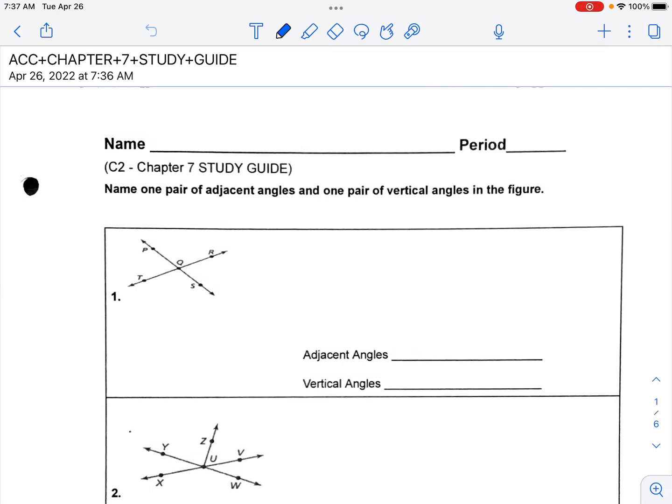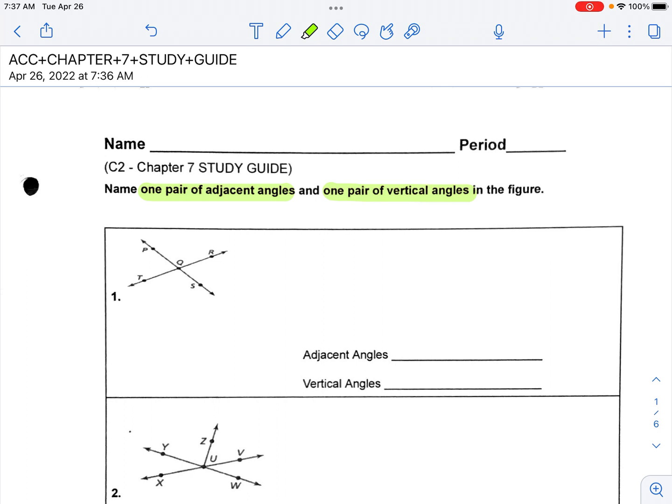Good morning. All right, so your study guide should be completed and you're going to go through the video and watch to see how you did. Direction number 1, name one pair of adjacent angles and one pair of vertical angles. So when you take your test tomorrow, make sure to give me one of each.